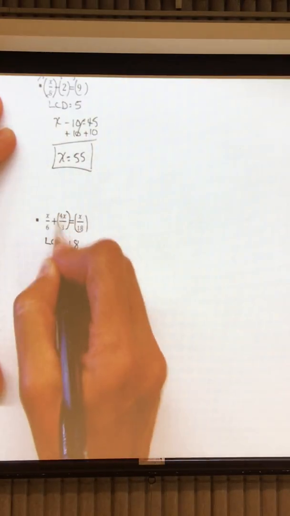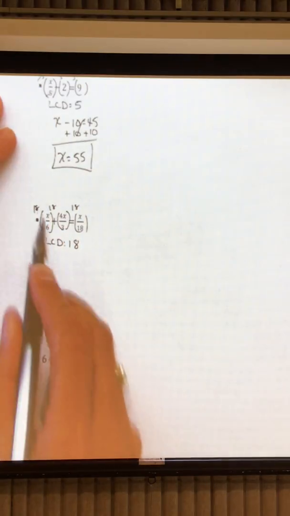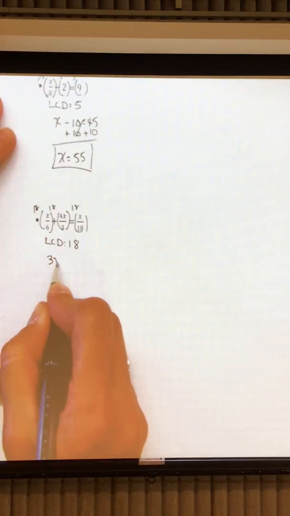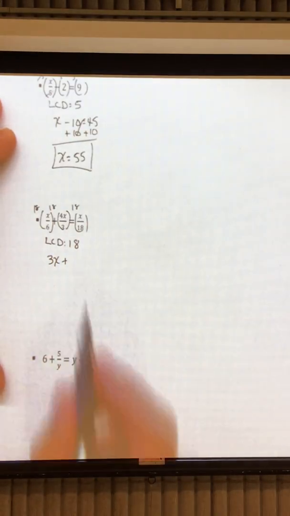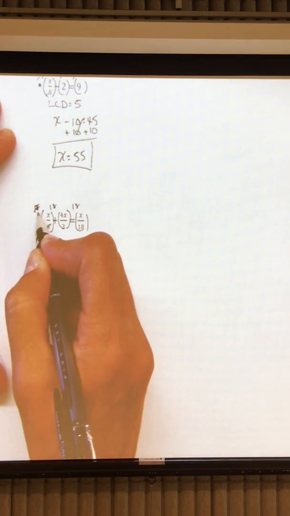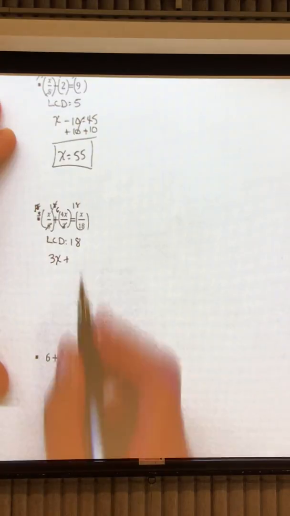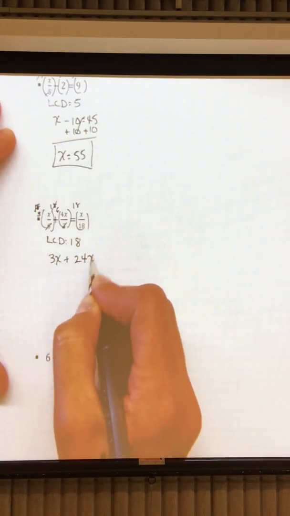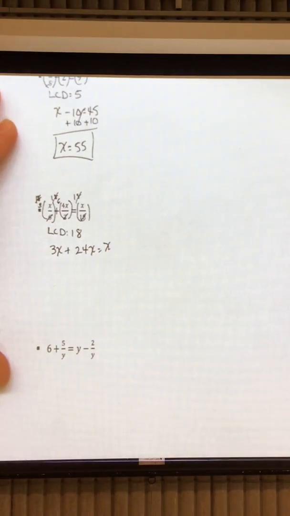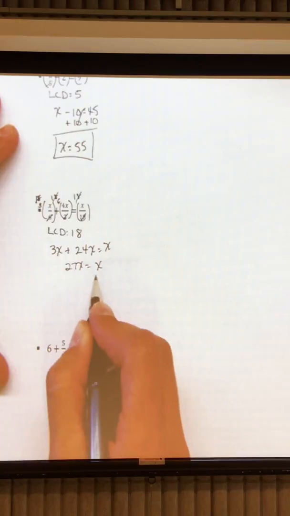Therefore, we multiply all terms by 18. Here we have 18x divided by 6, which is 3x, plus, in other words, 18 divided by 6 is 3. 18 divided by 3 is 6. 6 times 4 is 24x. And here the 18s cancel, leaving us with just x. 24 plus 3 is 27x equals x.